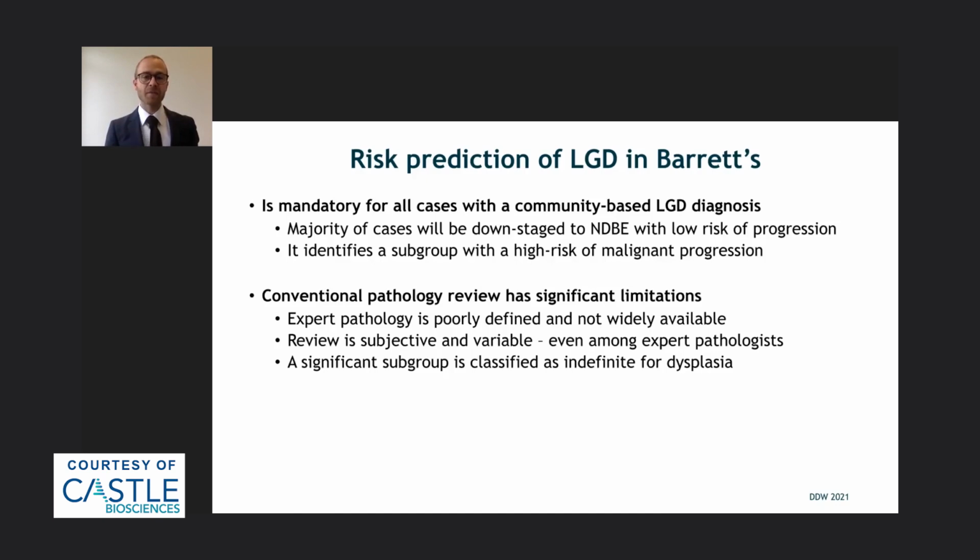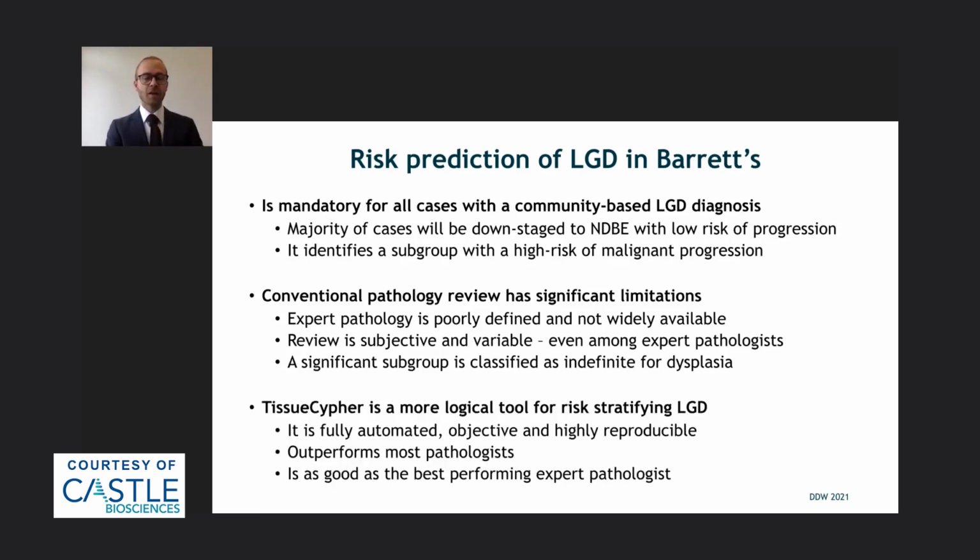First, expert pathology is poorly defined and not widely available. Second, review is subjective and variable, even among the expert pathologists. And third, a significant subgroup is classified as indefinite for dysplasia, which reflects a non-conclusive diagnosis. So this study adds to the current evidence that TissueCypher is a much more logical tool for risk stratifying Barrett's patients, and in particular those with low-grade dysplasia.